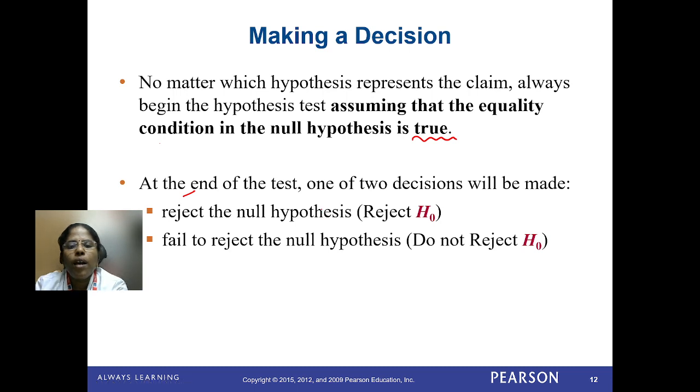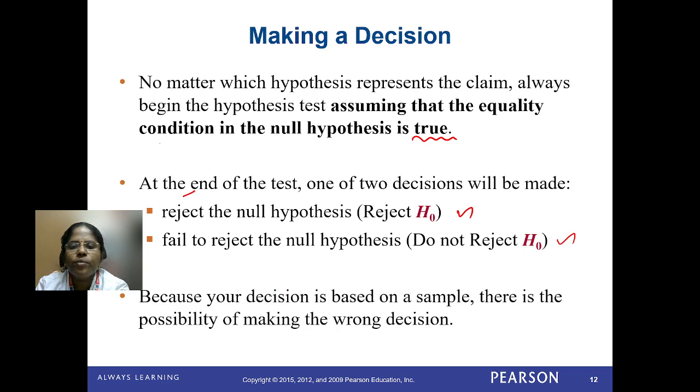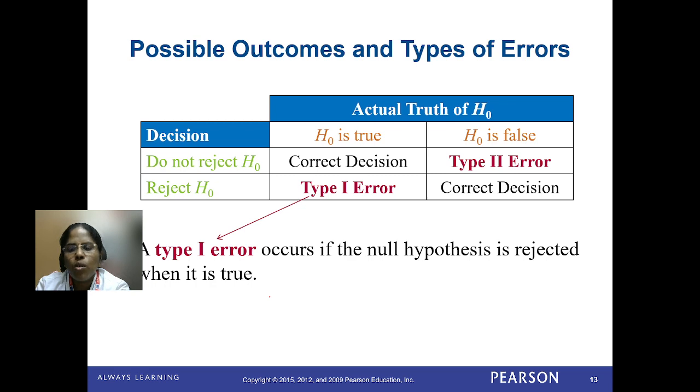At the end of the test, one of two decisions will be made. One is we can reject the H naught, another is do not reject the H naught. That is, reject the null hypothesis or fail to reject the null hypothesis. So any one of the decisions we need to make. While taking this decision, there is a possibility of making a wrong decision also. In that situation, error arises. So what are the possible outcomes and types of errors?